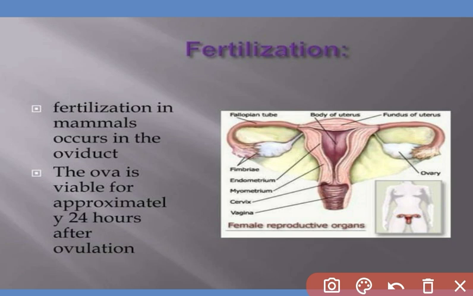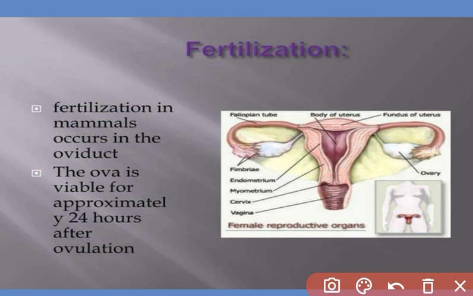If you look at this diagram, here is the structure of the female reproductive system or organ, and this is a fallopian tube where the matured sperm cells and eggs will get fused. This is the body of the uterus. This is an ovary. Two ovaries are there. This is the vagina. Fertilization in mammals occurs in the oviduct, and the ovum is viable for approximately 24 hours after the process of ovulation.